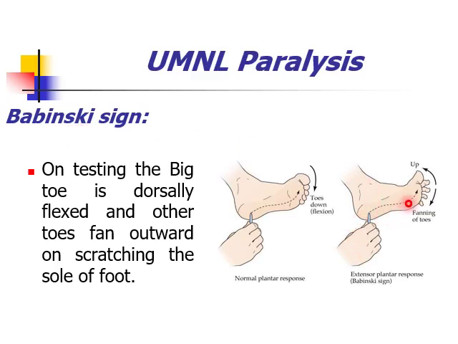When I scratch their sole, I'll see that there is fanning in the toes, in opposition to the normal reflex that might happen to the same person if he's not injured. So on testing, the big toe is dorsally flexed and the other toes fan outward on scratching of the sole of the foot. This is a very characteristic sign of upper motor neuron lesion.